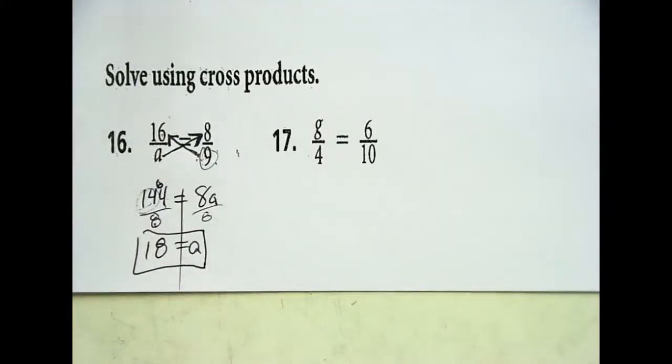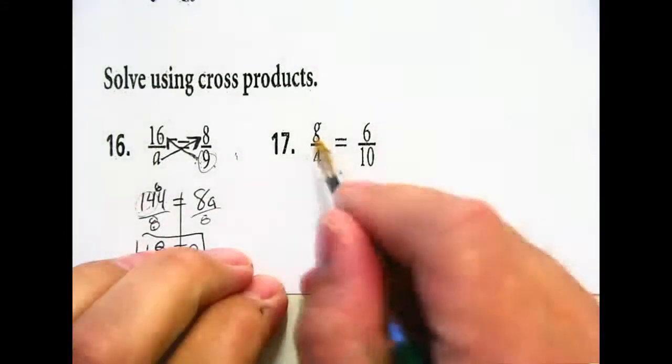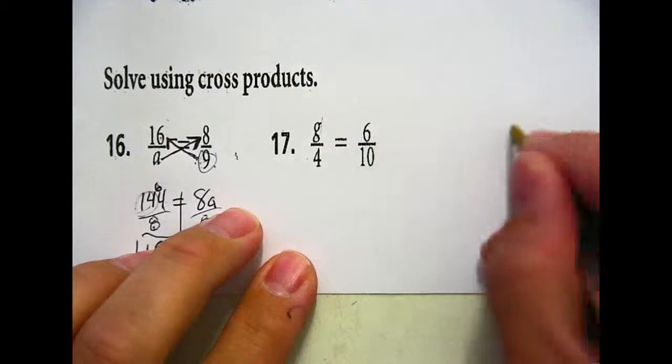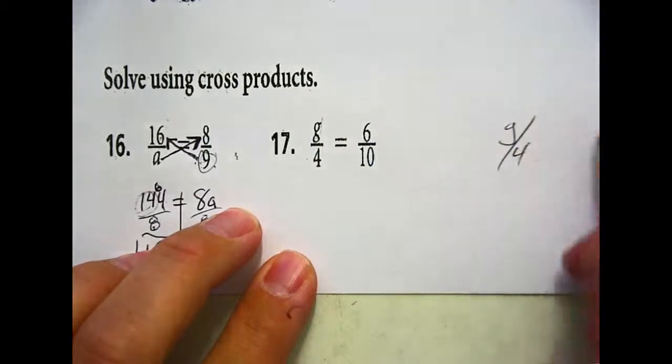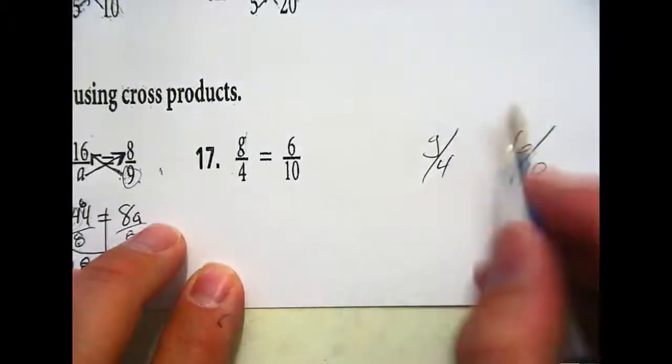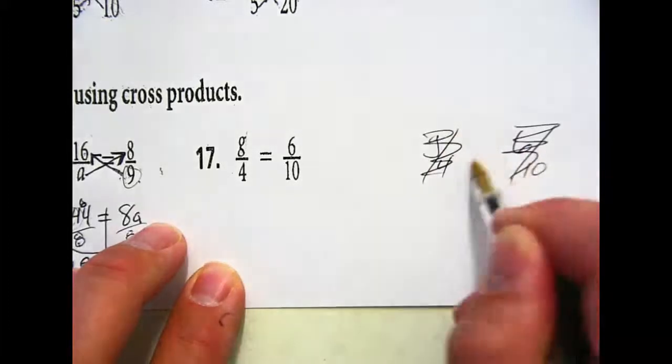Right now, I want you to try number 17. A couple comments. First, write your fractions like this: G over 4 equals 6 over 10, rather than this: G over 4, 6 over 10. Okay? That's a bad habit to get into. So don't do that. We frown on that. Okay?